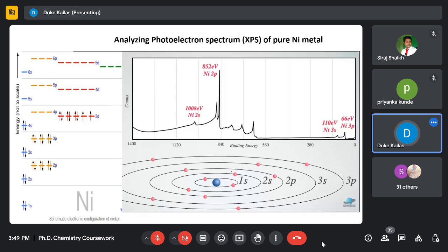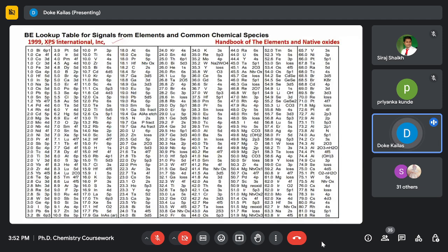Now, I'm going to explain what these three peaks are, which show somewhat of a doublet. Next, see how I got these energies, these numbers: 852, 110, 66 electron volts. In 1999, the binding energies of XPS instruments at the international level were published in the literature as a handbook of elements and native oxides. What is this handbook table?